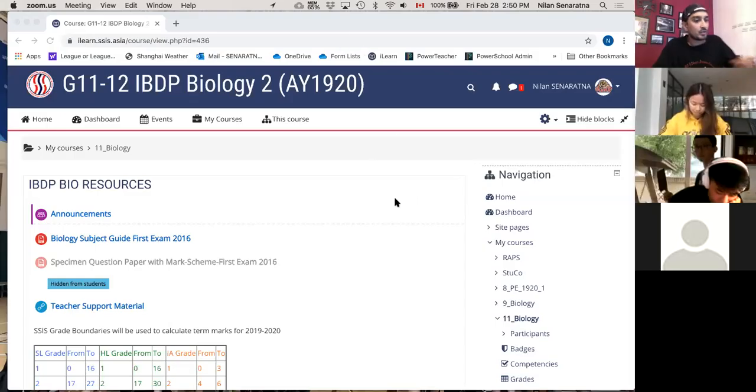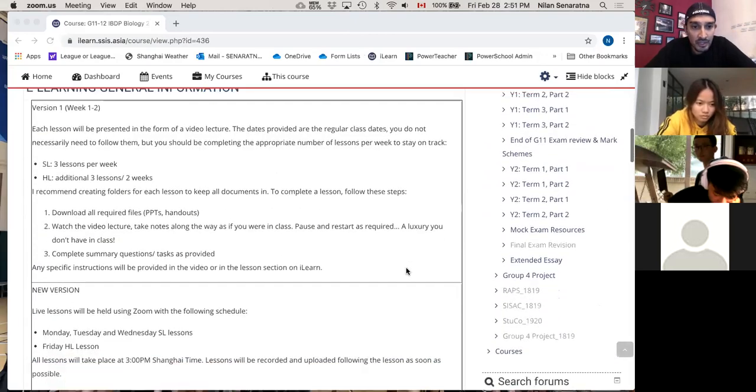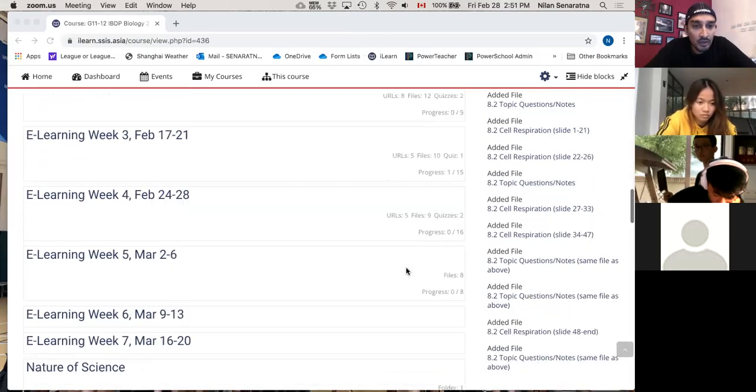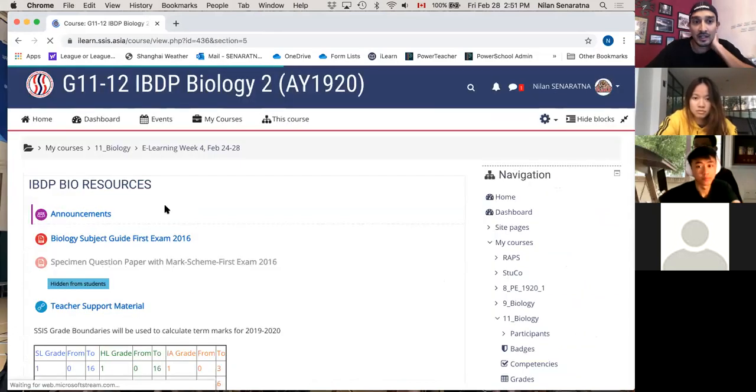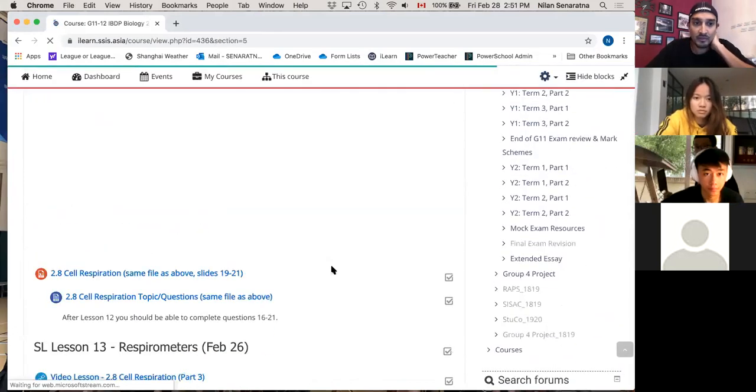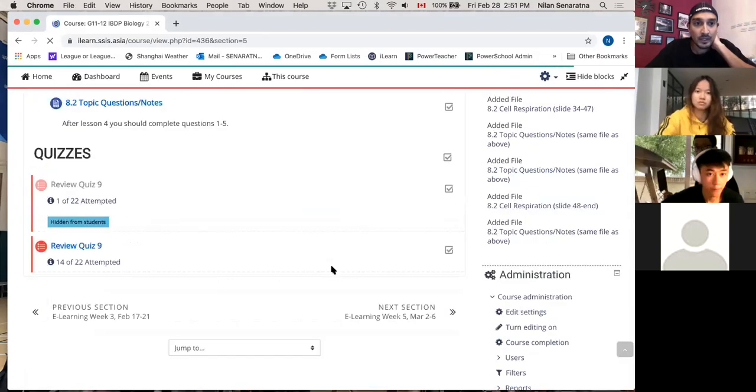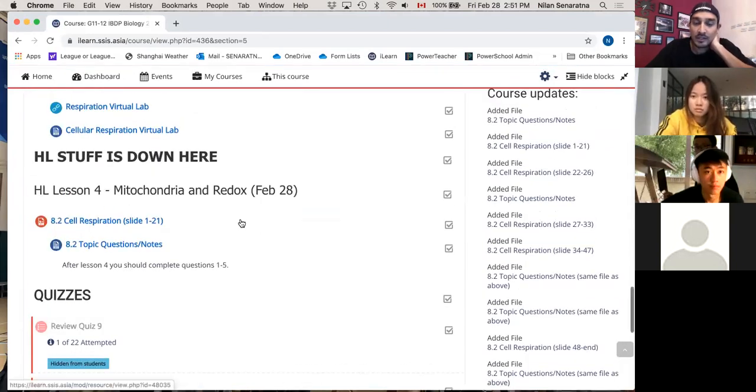All right, so lesson 4, HL lesson 4, but our first lesson for the HL content of cell respiration. I've got this set up. I just sent some screenshots through for what we are doing in the next week. So today's lesson is found in the week 4 section, just here, okay? So we'll do mitochondria and redox today, and then the rest are all found under week 5.